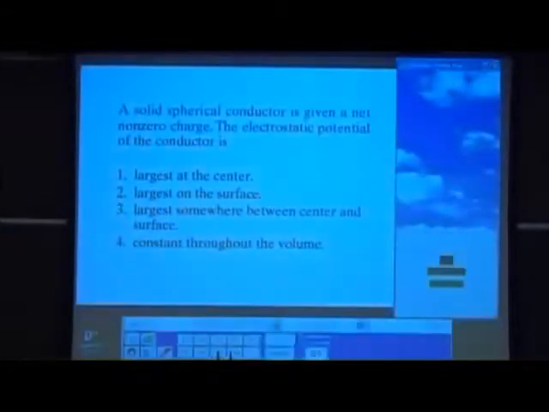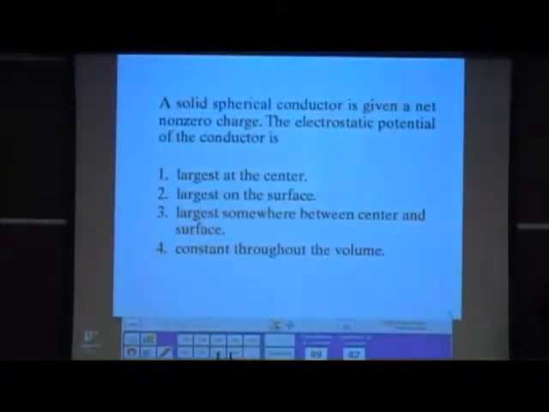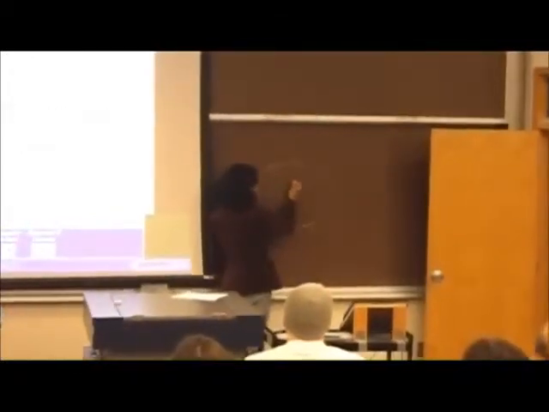Yeah, constant throughout the volume, because this is going to be an equipotential surface. Remember, the conductor is going to be an equipotential surface, and so the potential everywhere inside should be the same. So if you put some charge on the surface, even if it was not spherical, in the case of a spherical conductor, the charges will uniformly distribute themselves so that the electric field is 0 everywhere, right?